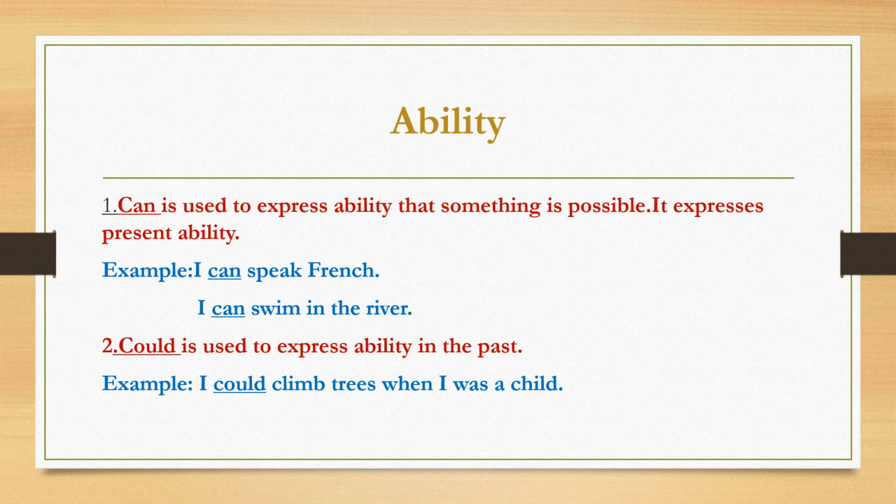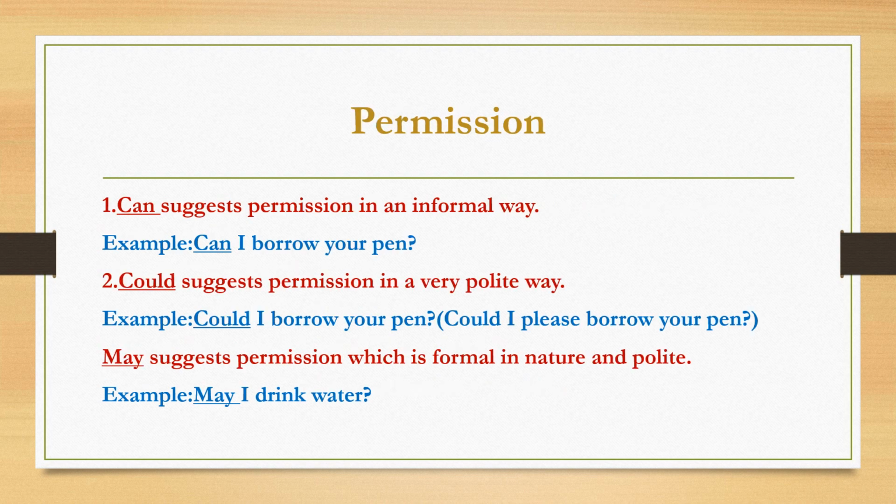Could is used to express ability in the past. Example, I could climb trees when I was a child. Permission. Number one, can suggests permission in an informal way. Example, can I borrow your pen? We use can in an informal way, so we can use with our near and dear ones, close ones, or with friends who are very casual and informal with us.